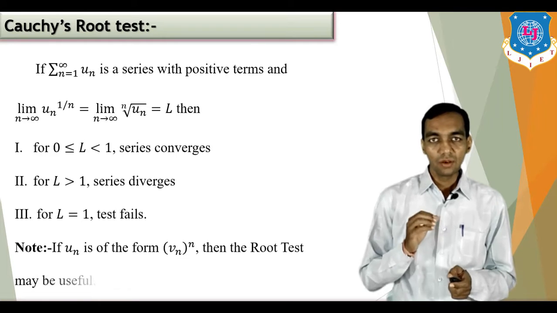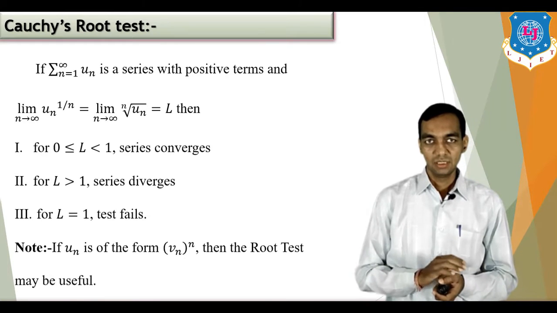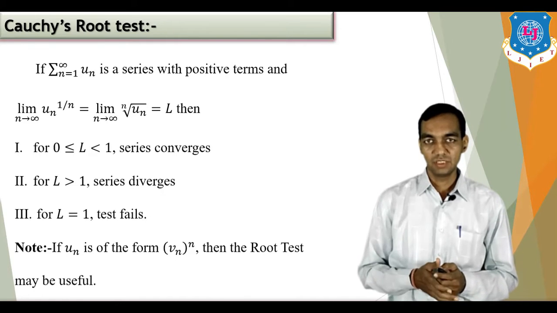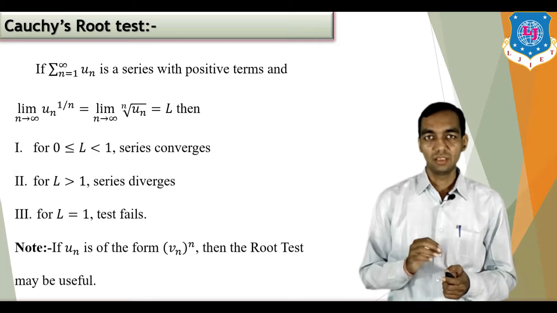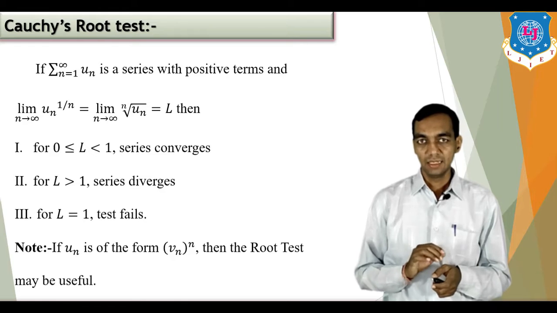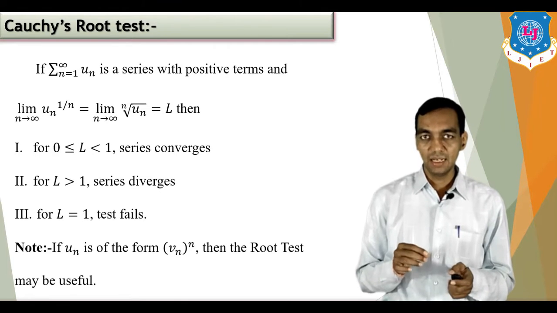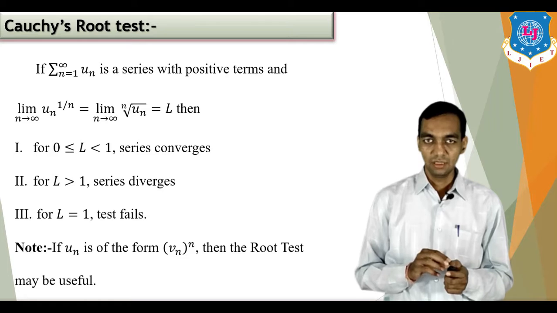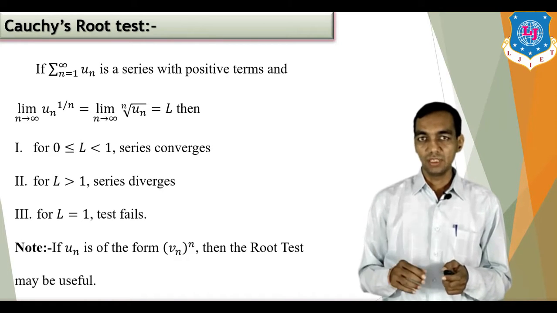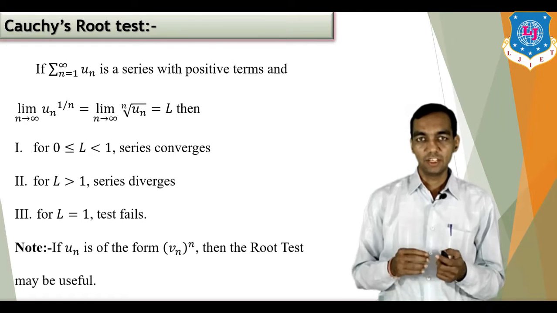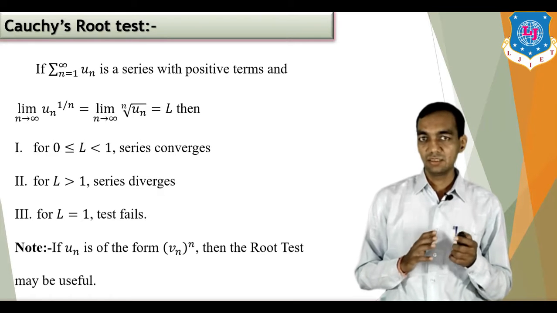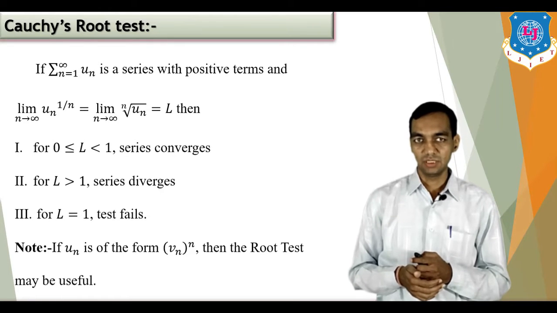Now, first starting with Cauchy's root test. Suppose sigma un, where n is running from 1 to infinity, is a positive term series, and if the nth root of un, that is un raised to 1 upon n, has a limit L, then for 0 less than L less than 1 the series converges, for L greater than 1 the series diverges, and for L equal to 1 the test fails. That means you have to apply another test. These are the same conditions as D'Alembert's ratio test.